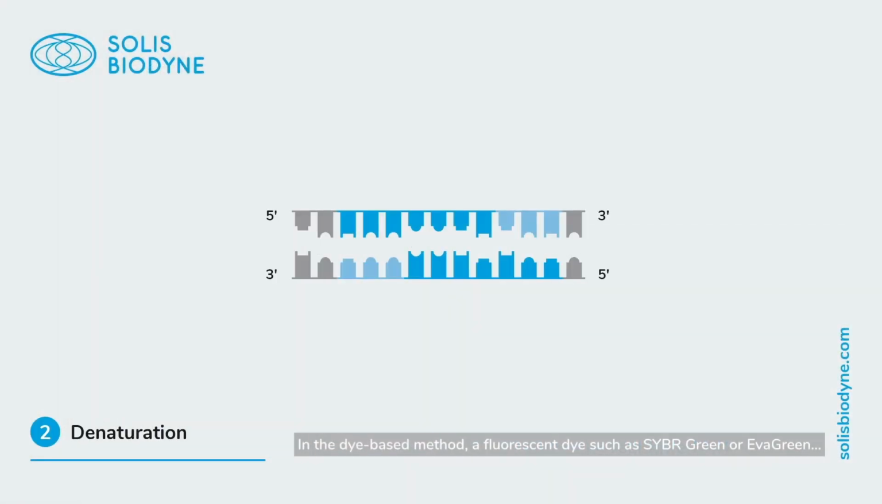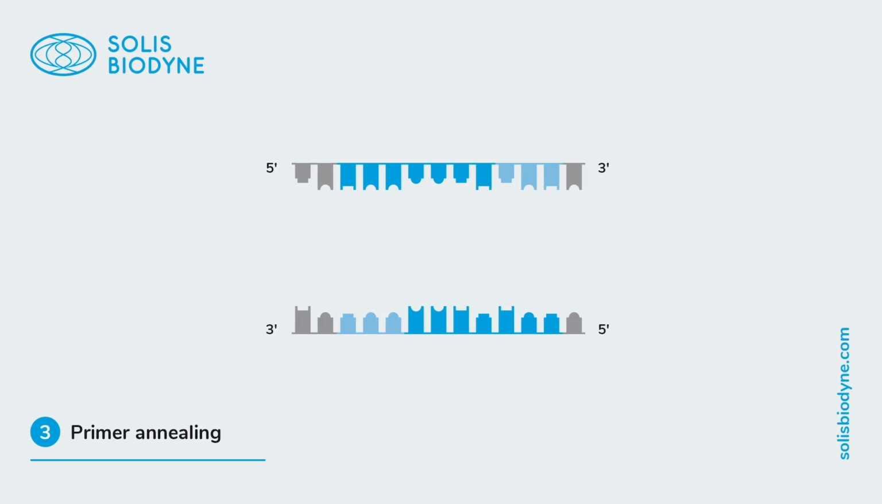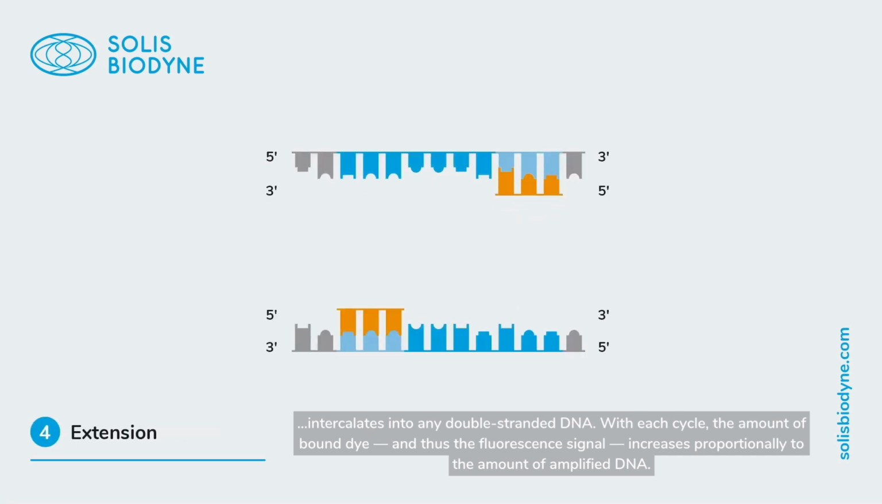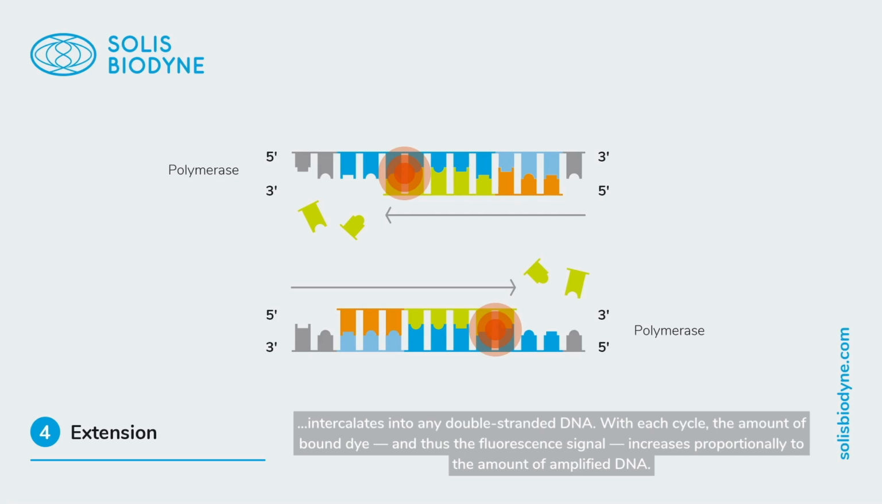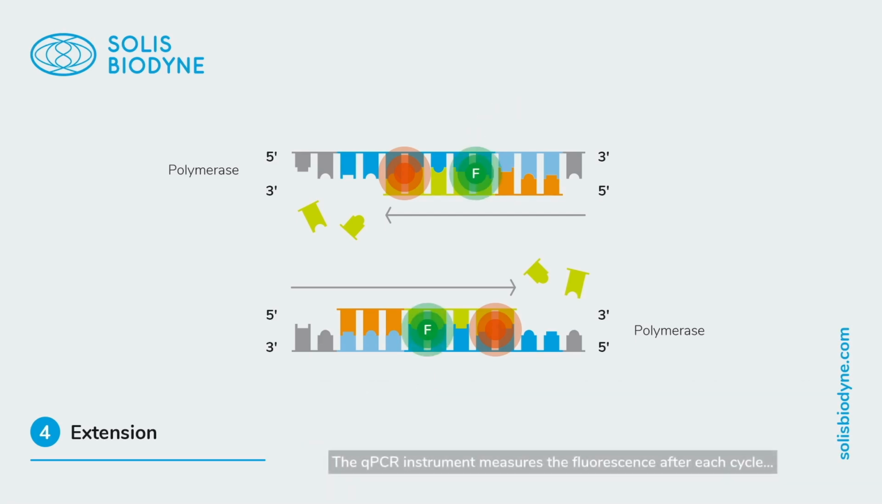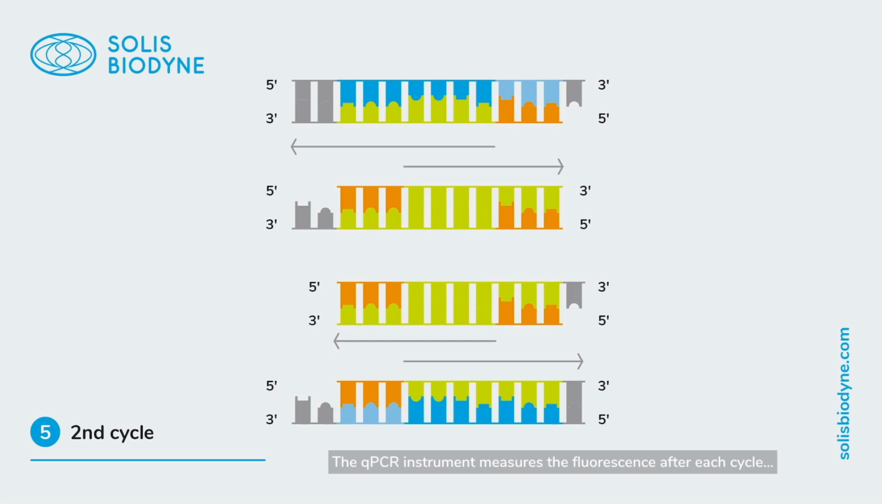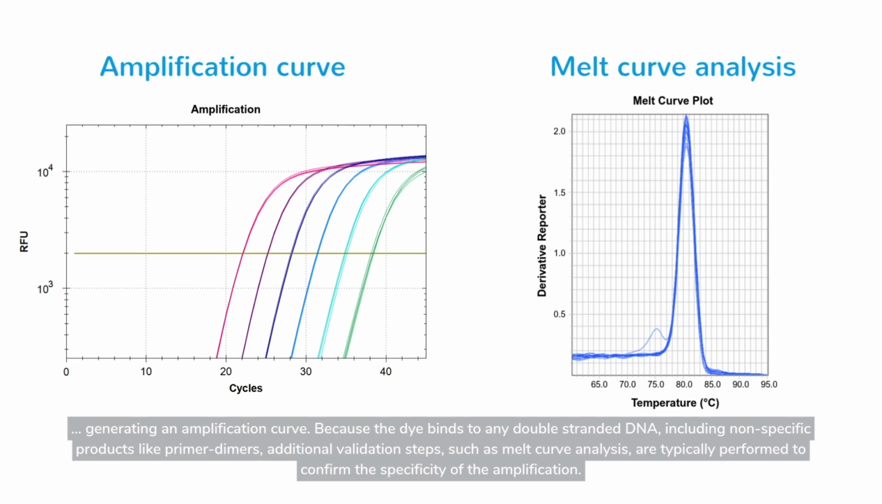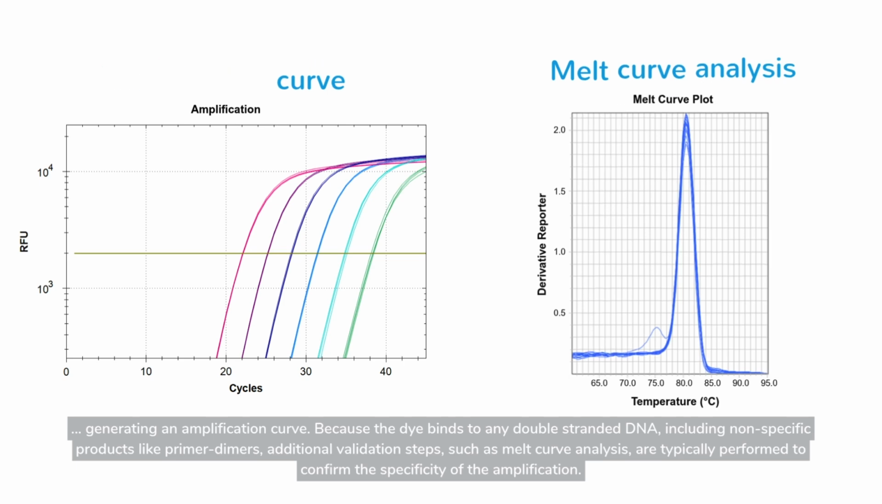In the dye-based method, a fluorescent dye such as SYBR Green or EvaGreen intercalates into any double-stranded DNA. With each cycle, the amount of bound dye, and thus the fluorescent signal, increases proportionally to the amount of amplified DNA. The qPCR instrument measures the fluorescence after each cycle, generating an amplification curve. Because the dye binds to any double-stranded DNA, including non-specific products like primer dimers, additional validation steps, such as melt curve analysis, are typically performed to confirm the specificity of the amplification.